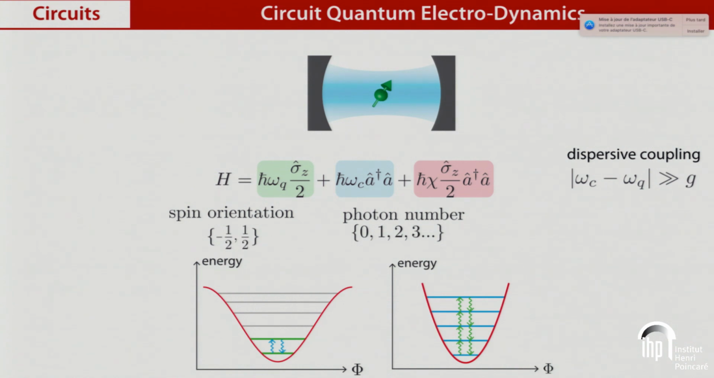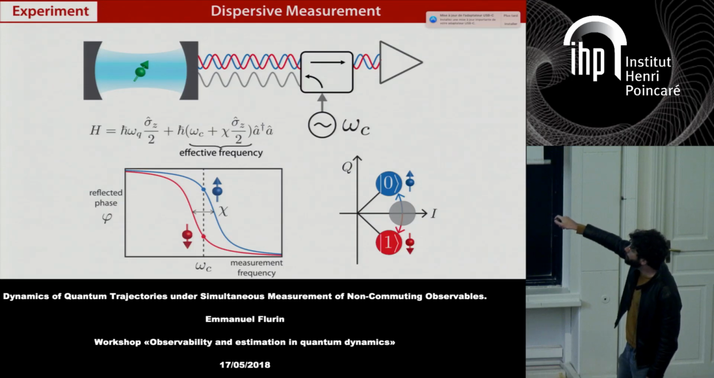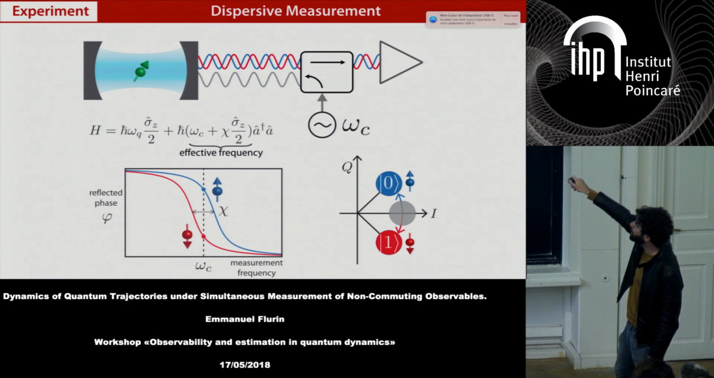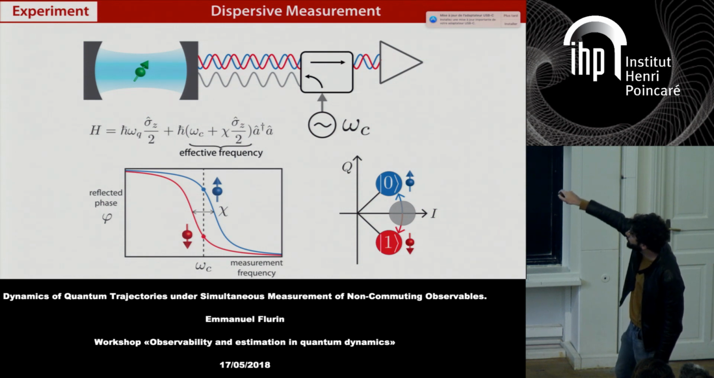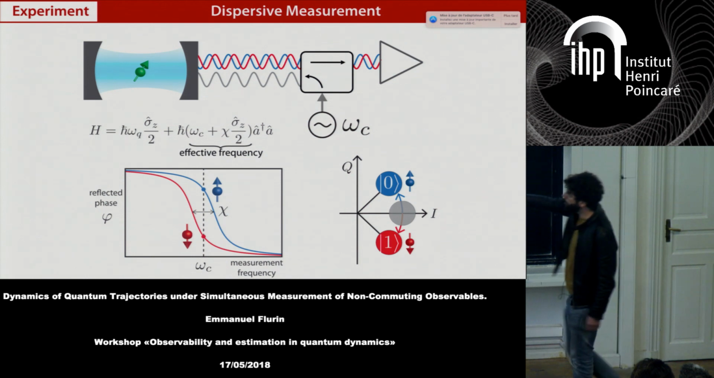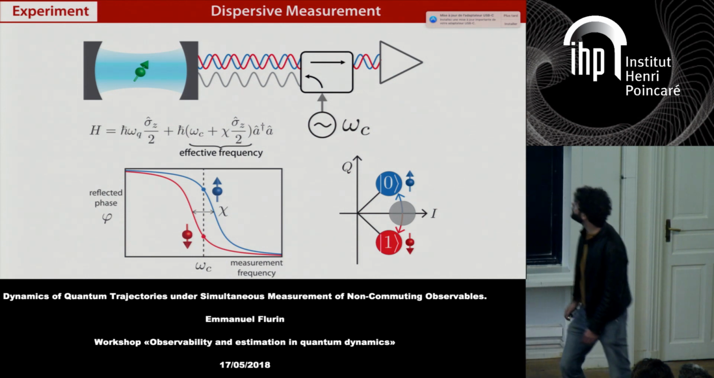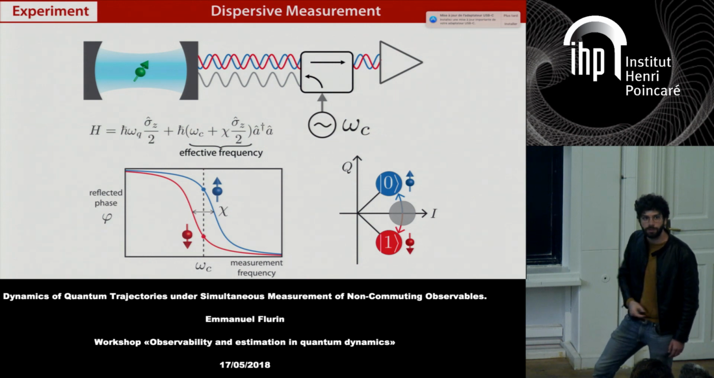And so this is actually very convenient for probing the state of the qubit, okay? Because now if you shine some microwave light on the cavity, and you look at the phase of the reflected light, you can get two values. The up value will tell you that the qubit is up, and the down value tells you that the qubit is down, okay? And so this is the way we are measuring our system.